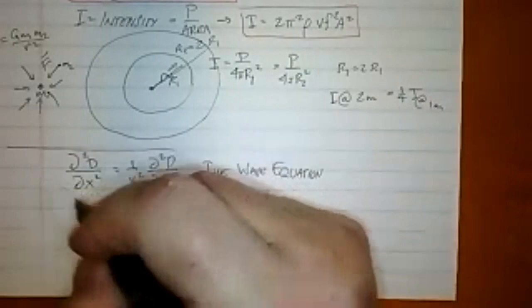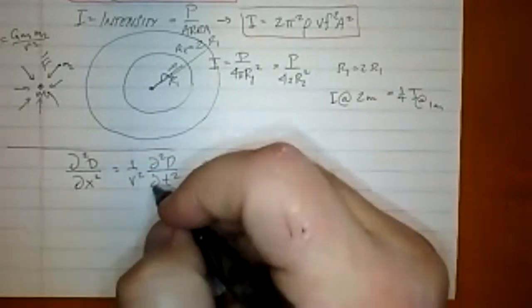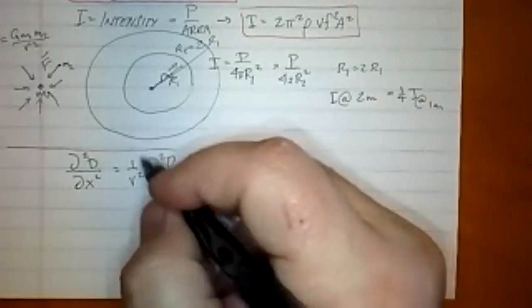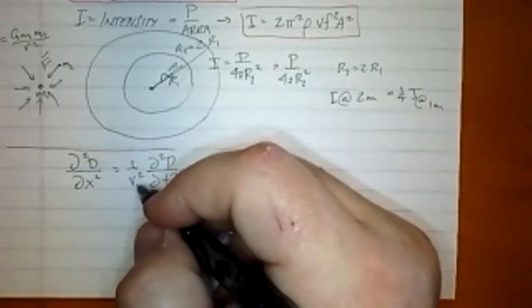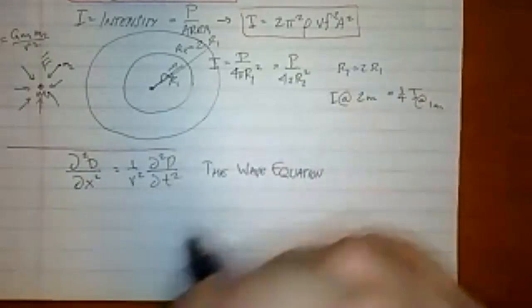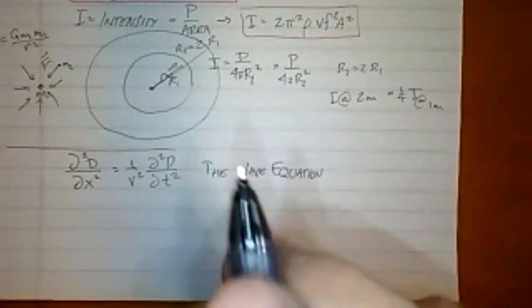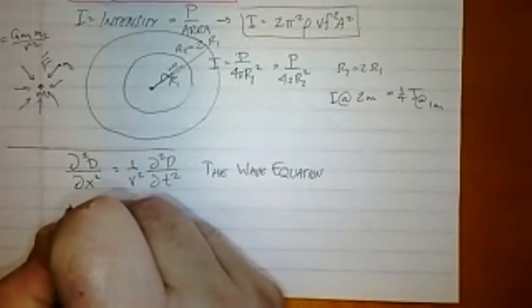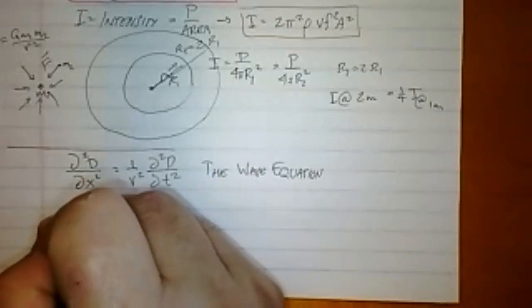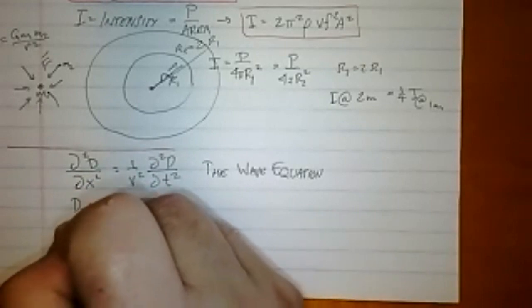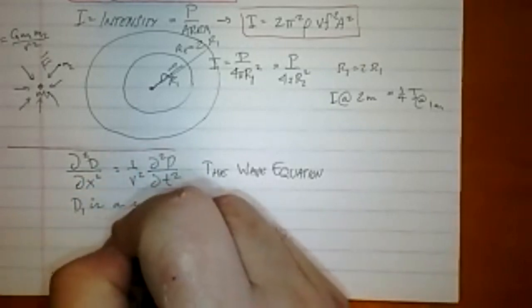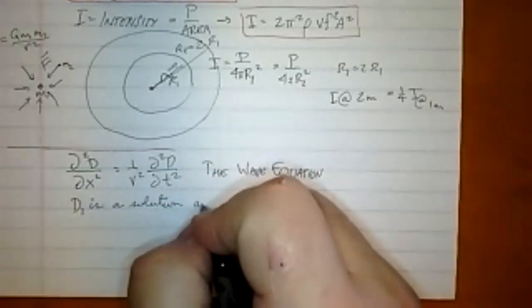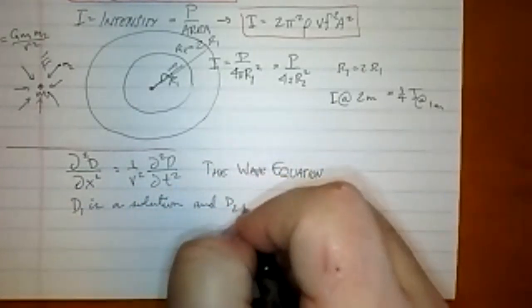So whenever you see a second order derivative in space equal to some number times the second order derivative in time, that number is 1 over the square of the velocity, and this is a wave equation, okay? Well, it turns out this is linear. So let's say D1 is a solution to the equation above, and D2 is.